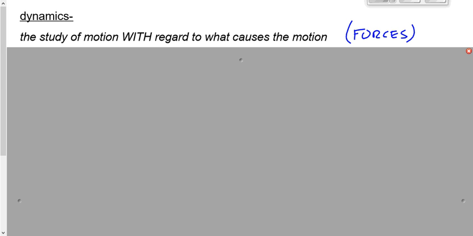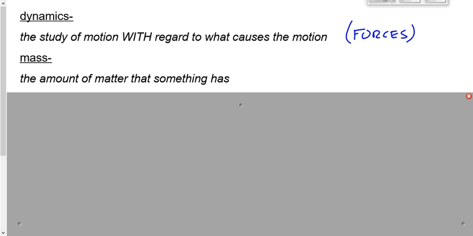First one was mass. Mass was the amount of matter that's possessed by something, the amount of matter that something has. The symbol for mass would be an M, and the units for mass that we use in physics, not chemistry, is kilograms. Good. Is mass a vector or a scalar? You know that it's a scalar.